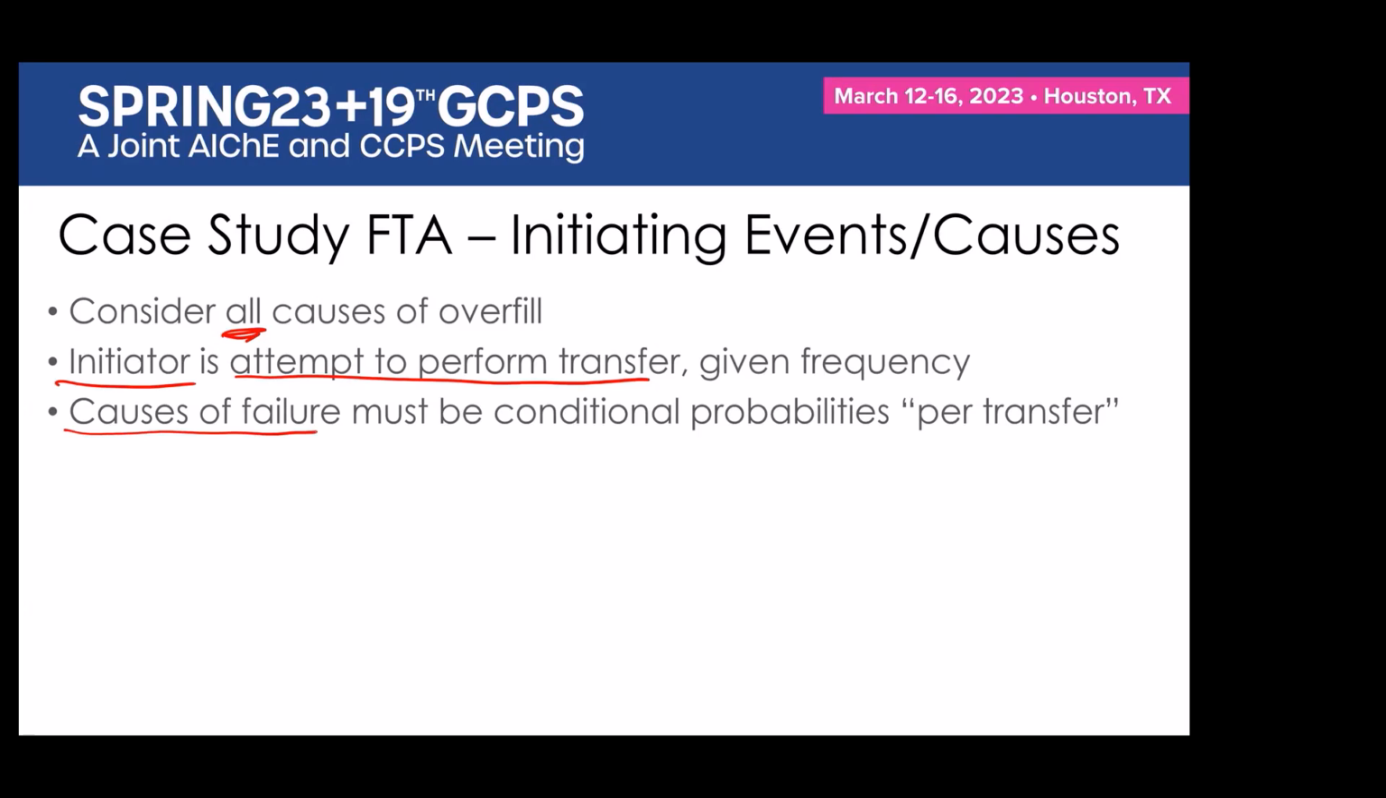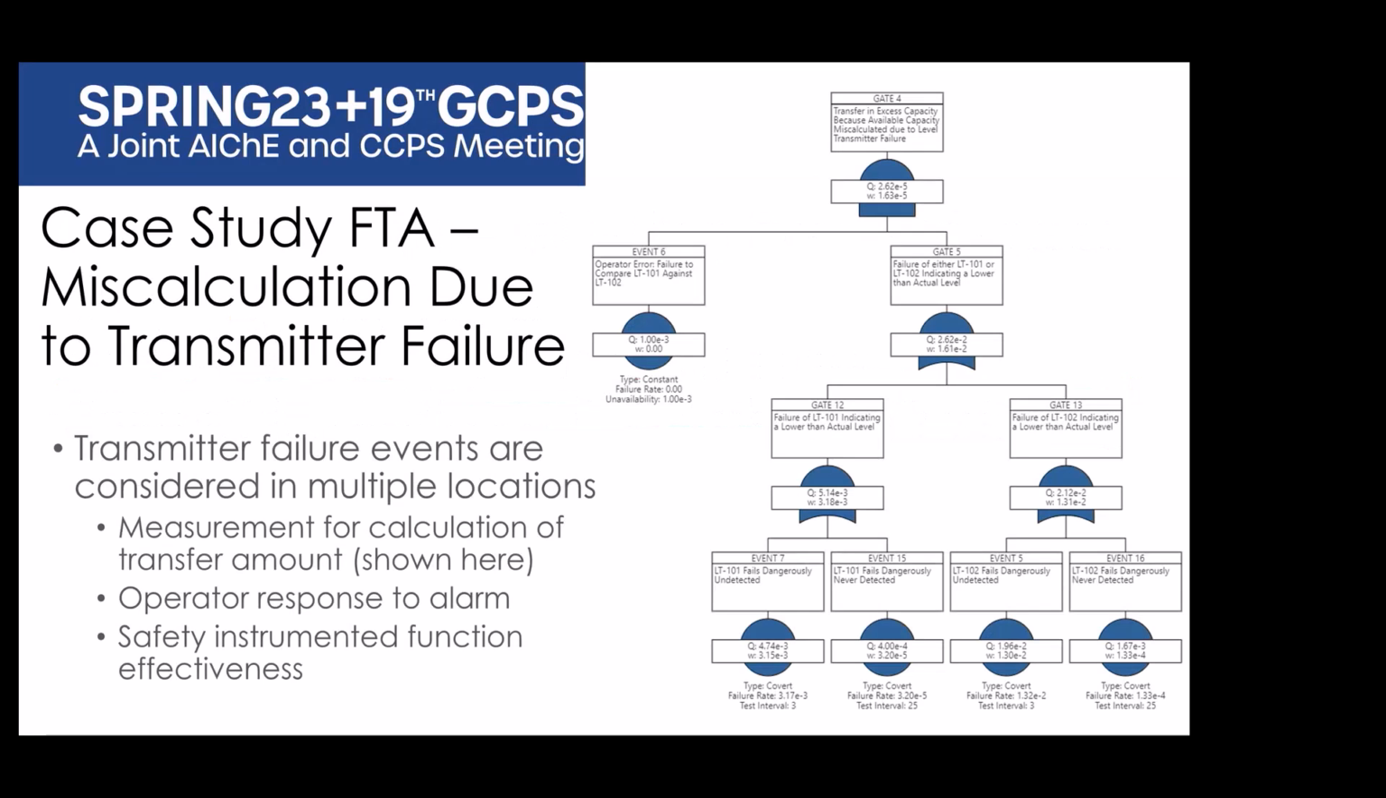The causes of failure then, as a result, need to be conditional probabilities on a per transfer basis. So now I'm going to show you little snippets of the fault tree, and then I'm going to come back and go into our fault tree software and show you the whole thing, what it looks like.